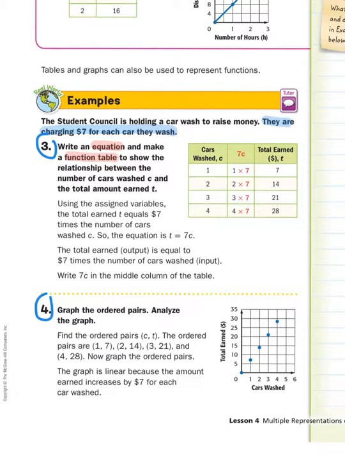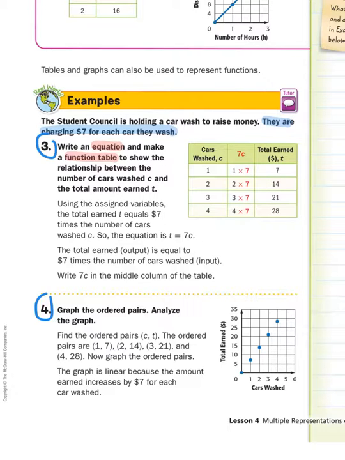Now, the first thing in these situations you want to do is make your function table. So they already have it done for you here. So they have the cars C, cars washed, 1, 2, 3, 4. Remember, that's the independent variable, because that could be anything. If they washed 55 cars, this would be 55. If they washed no cars, this would be 0.